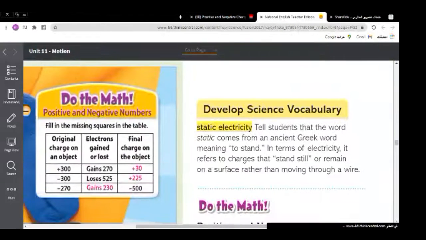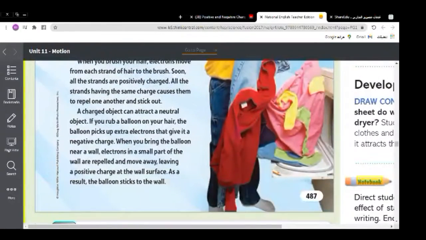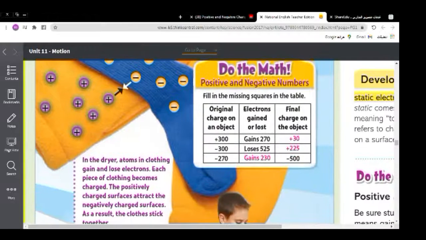Open the next page, please. 487. You can fill in this table quickly. You will study this math in grade 7, but it's included here, so we have to fill in the page.